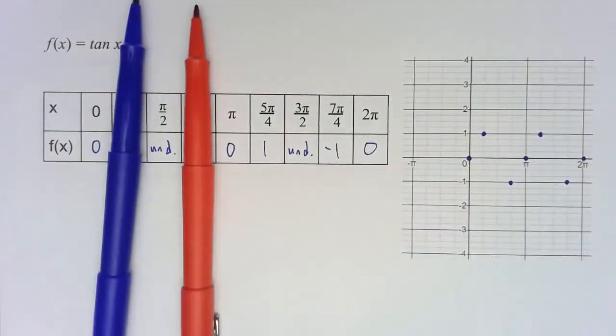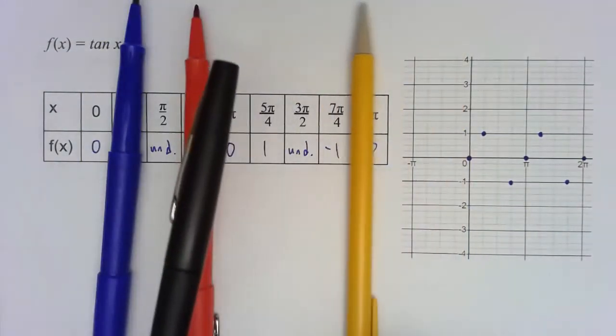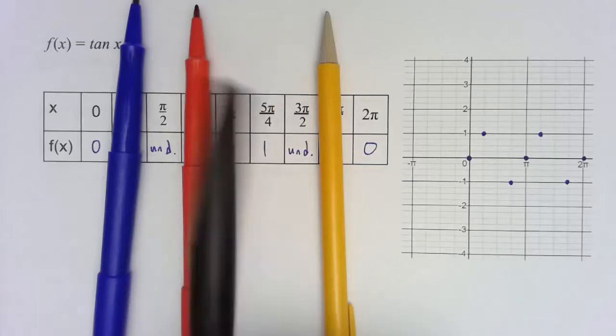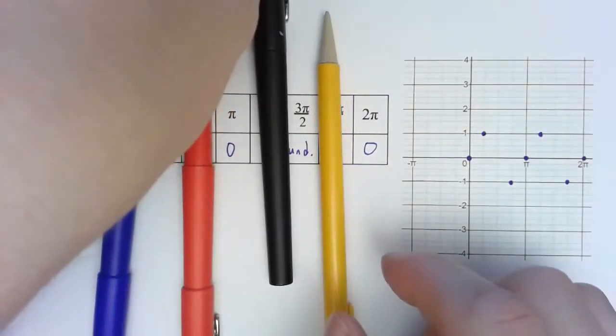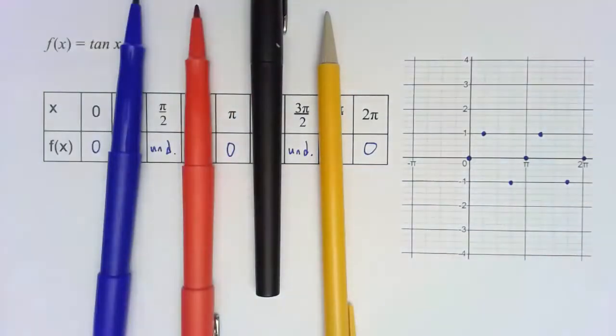Try to cover all these up here. If all you had was the quadrantal angles, you wouldn't have a lot, right? If you just use the quadrantal angles, all you would have would be a bunch of zeros and undefineds. That wouldn't tell you a whole lot about the shape of the graph. So that's why we added some other angles into this table here.